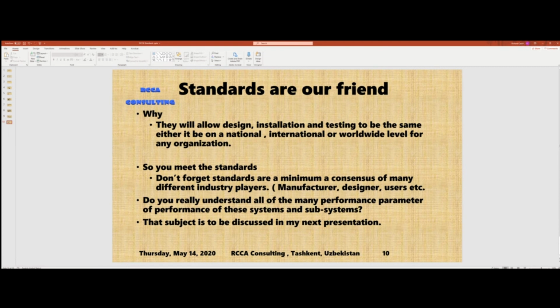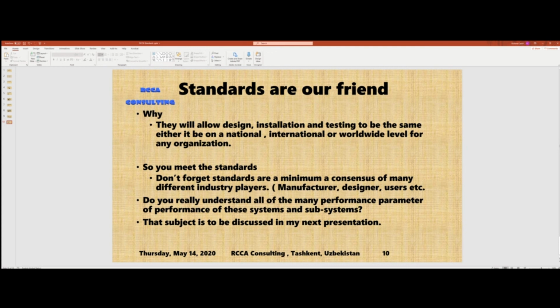So standards, you've got to understand they're our friends. They'll allow you to design, install, and test to be the same, be it for national, international, or worldwide level, for any organization out there. So what's done in one place is the same thing as it's done in another place. But one big point that I'd like to make sure I stress: everybody's familiar that when somebody says you meet the standard, don't brag about that. Because the standard is a minimum that was achieved by consensus of all the members of the organization or the work committee that established that specific standard. So it's the minimum. I'd rather see somebody say that you meet and exceed the performance specification of the standard.